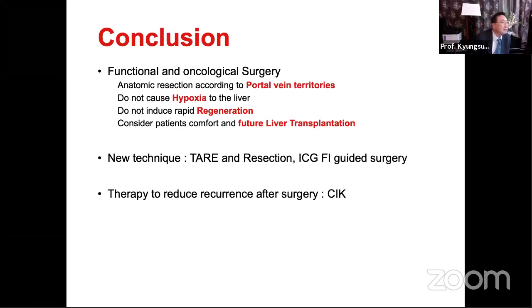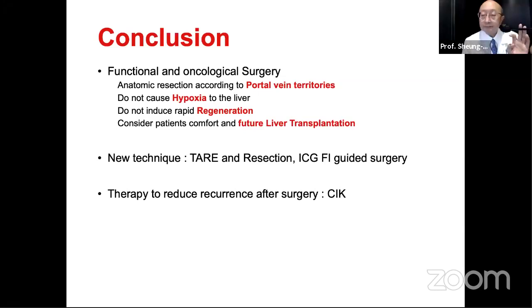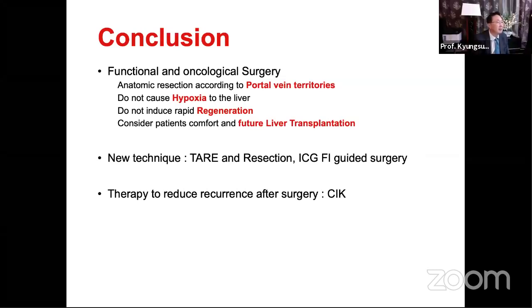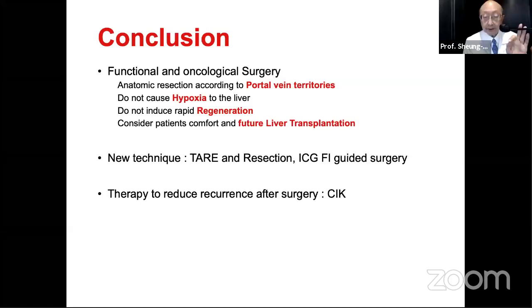Right. So the other question is about the abbreviation TARE. What is TARE? Transarterial radioembolization. So it's more effective. Yeah, it's very expensive, but sometimes very effective to reduce the tumor, and then the other side of the liver becomes hypertrophic. Yeah, we have seen that too, but it's a bit expensive. Very expensive, yeah. Okay, is there any other questions?